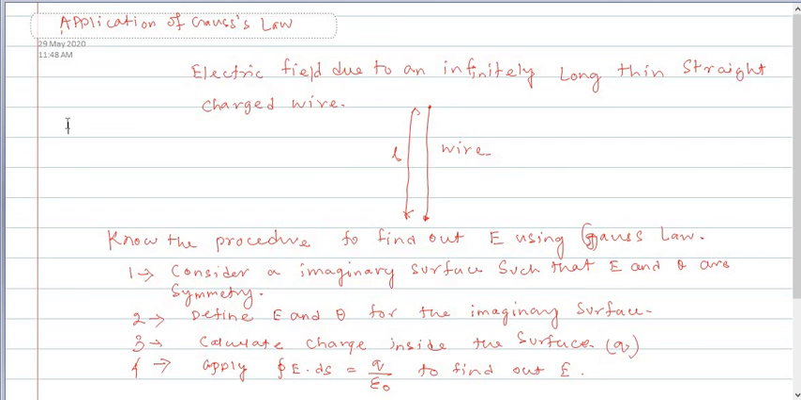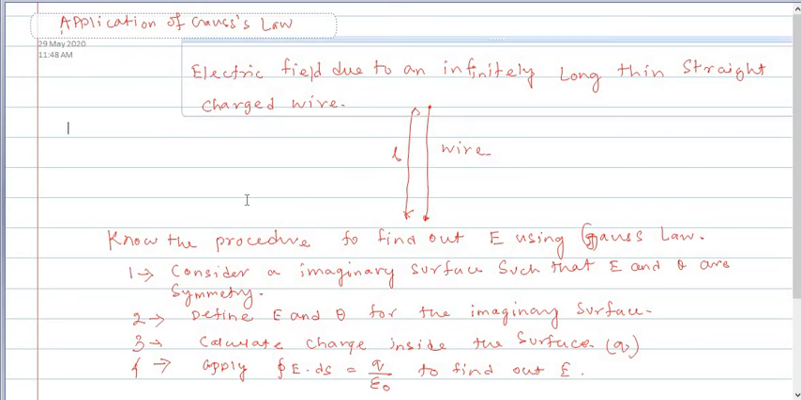So what is the first, we should choose a imaginary surface. Second, we should define E theta for the imaginary surfaces. Third, we should calculate the charge, total charge inside the surface. Fourth, we apply Gauss law to find E. This simple 4 steps you can find out the Gauss law, and believe me, it is very easy. Now next we move to our calculation.